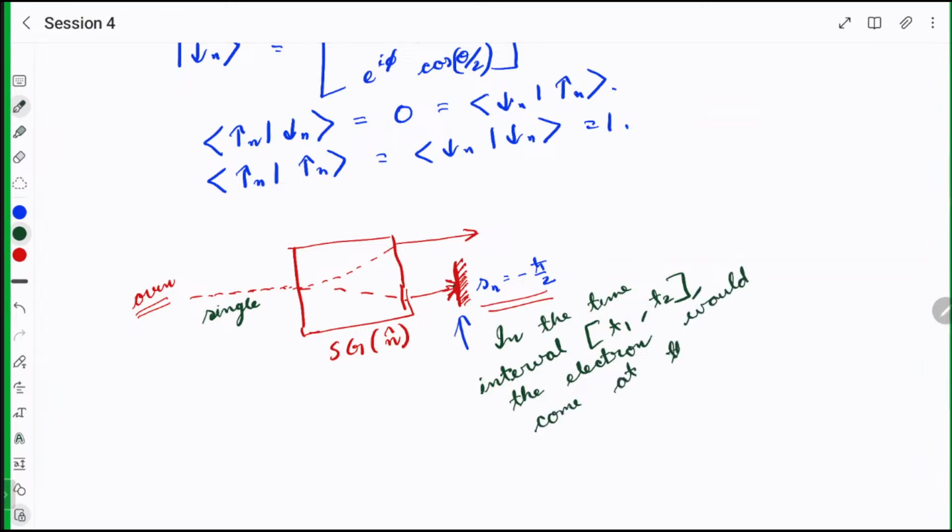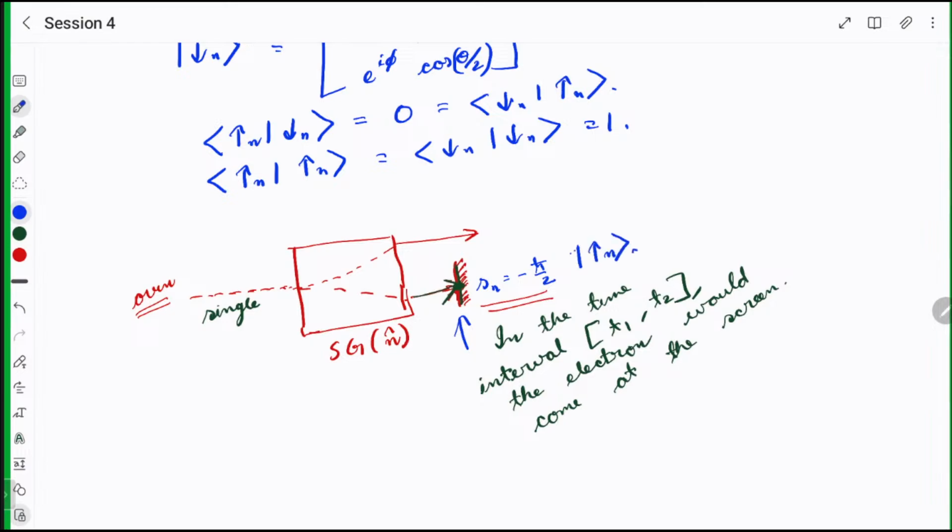Or rather, it would reach the screen. Okay. So during this interval T1, T2, what would I do? I would try to see within this interval whether that single electron is coming here and hitting or not. So if it comes here and hits, then I know that it is Sn minus h cross by 2. And after this happens, the electron has collapsed to the state up n, right?